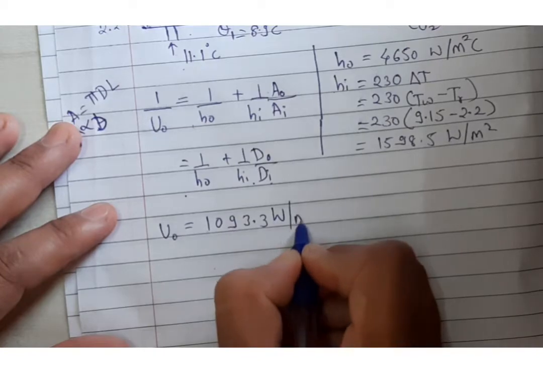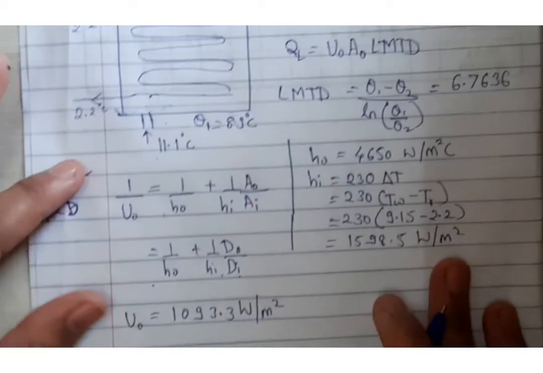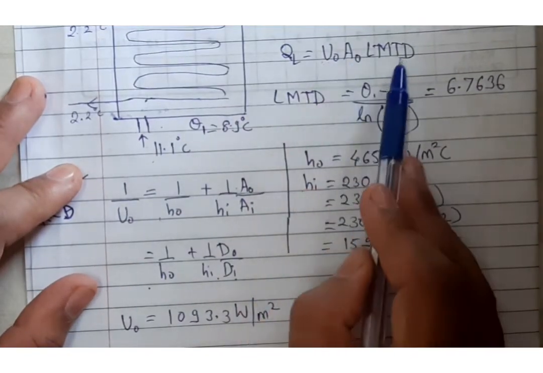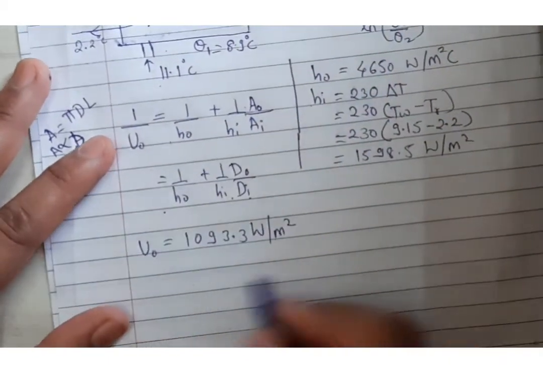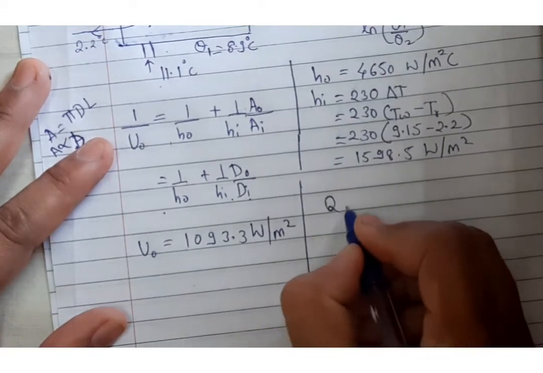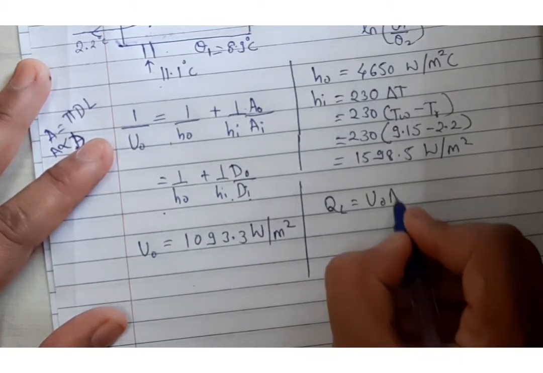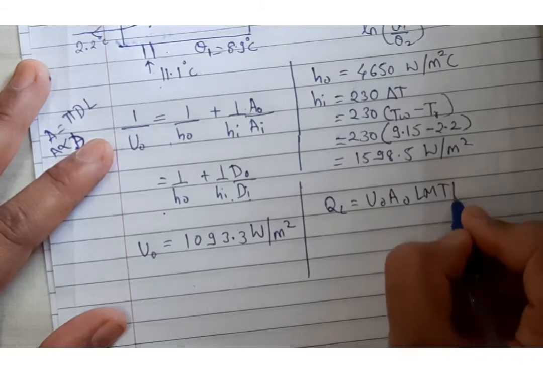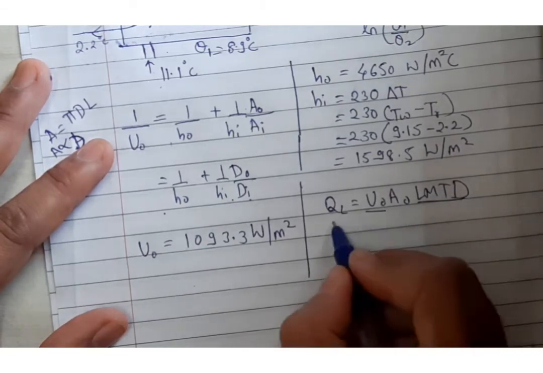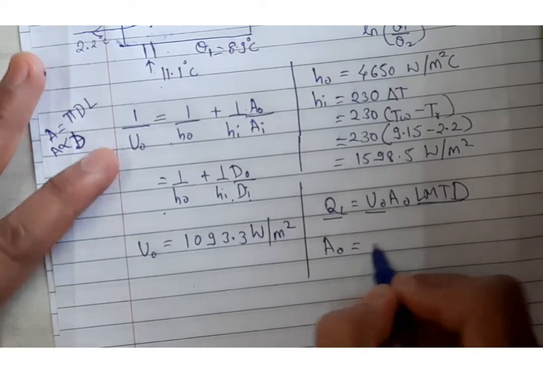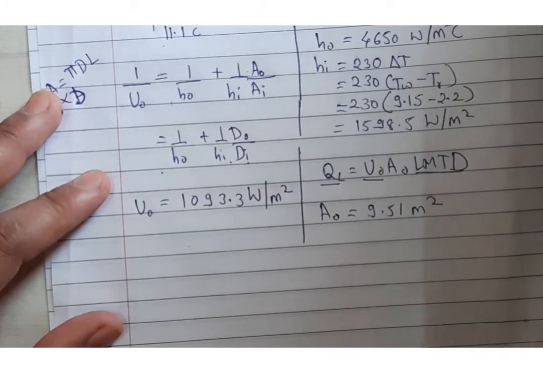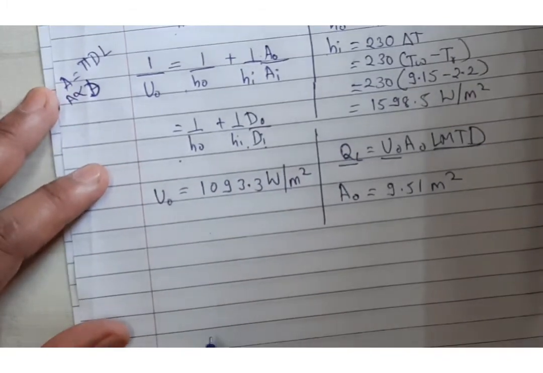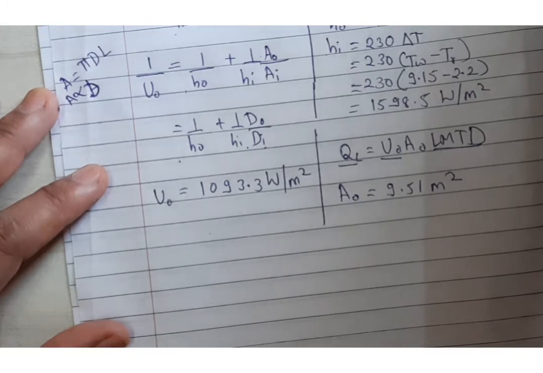1093.31 watt per meter square. Now in this equation, UO is known to us, LMTD is known to us, QL is known to us, so we can find AO. So from here QL equal to UO, AO, LMTD, right? So this is known to us, this is known to us, this is known to us. So we can find the area, and its value is equal to 9.51 meter square, right? Now this area is a surface area, total surface area available for the heat transfer.